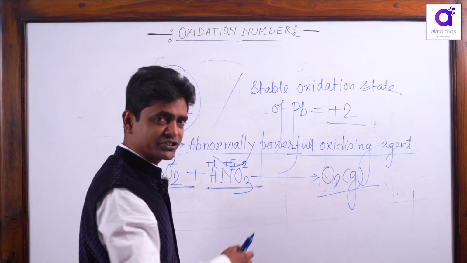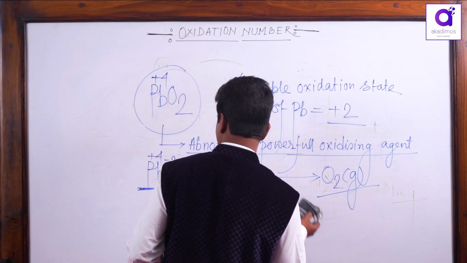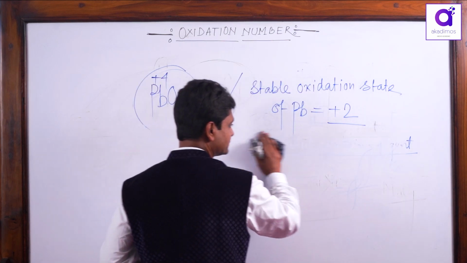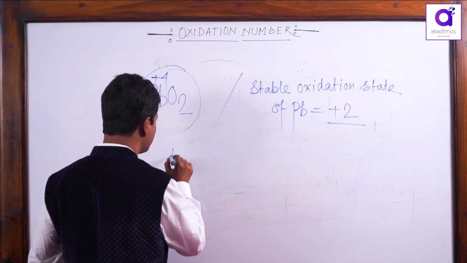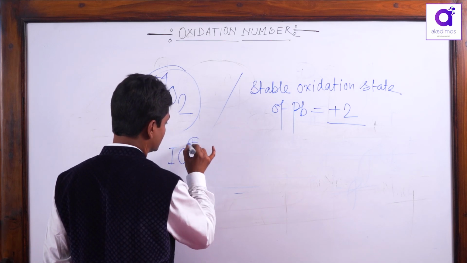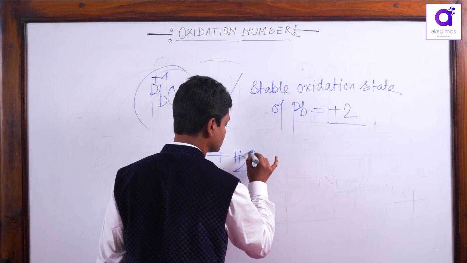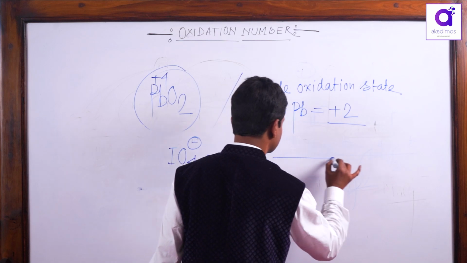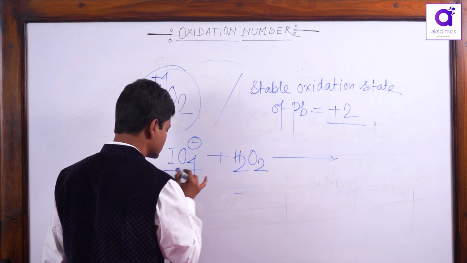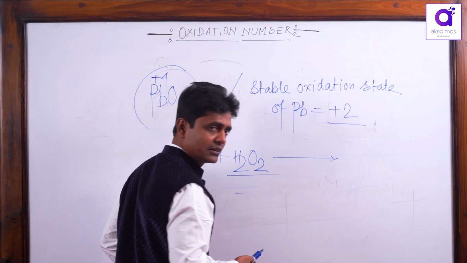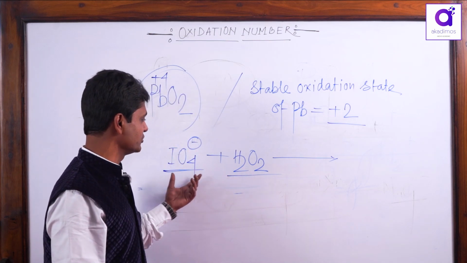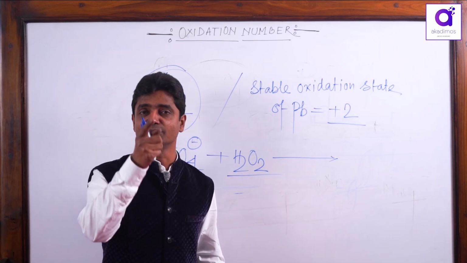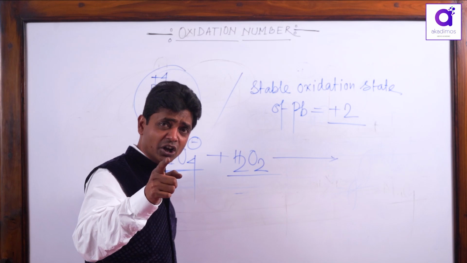Now, my last example of this part of the video. A question came in JEE Advanced: IO4 minus plus H2O. I don't know what the product is, but I can predict the reaction type. There were 4 options: it is oxidizing, it is oxidizing, it is reducing, it is oxidizing. But when there is a combination, there were 4 options. How do you predict this? The oxidation number will give the idea.